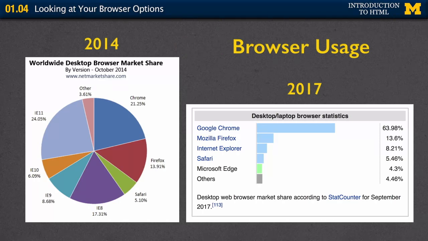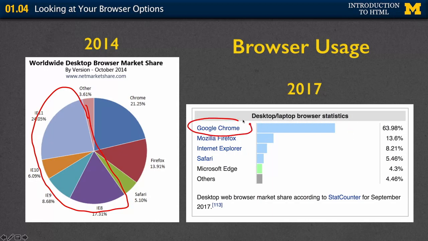So who's using the different browsers? Back in 2014, I can show you that Internet Explorer had a really big chunk of the market, right around there. You had Internet Explorer 11, Internet Explorer 10, Internet Explorer 9, etc. So they had the biggest chunk, and then Chrome was getting a lot bigger, as well as Firefox. Well, when we look over here at 2017, though, we can see that Chrome really made a big surge, and up to 64% of desktops and laptops were using Google Chrome, followed by Firefox, Internet Explorer, etc.